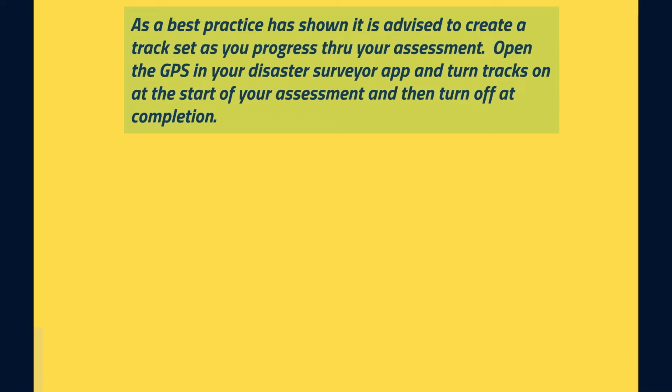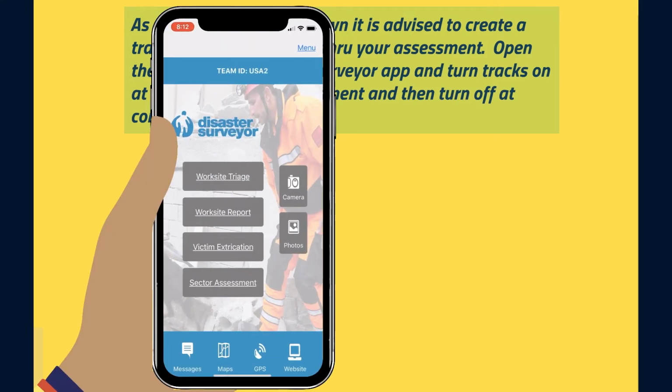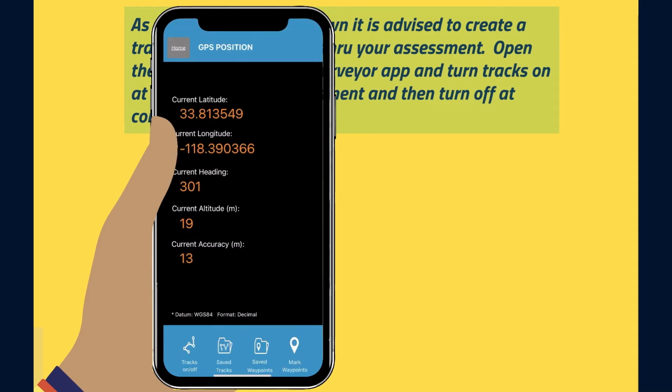As best practice, before you head out, we recommend that you start a track set. When you start your tracks, you'll open up your GPS, and we'll walk through that real quick. So I'm going to go ahead and open up my Disaster Surveyor app. I'm going to hit the GPS icon, and on the bottom left it says Tracks On. I'm just going to click the Tracks On button. That's going to start my track set.